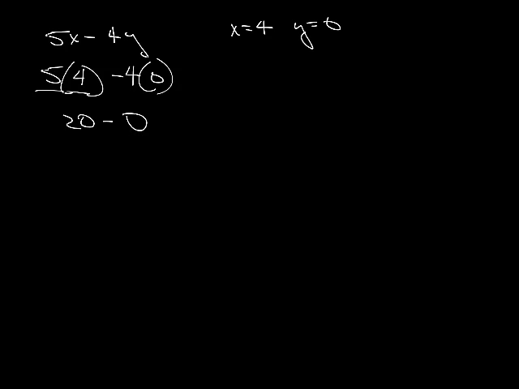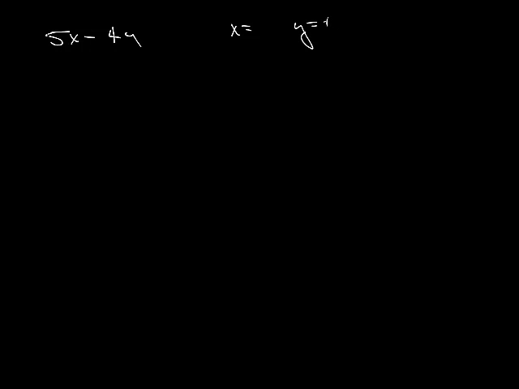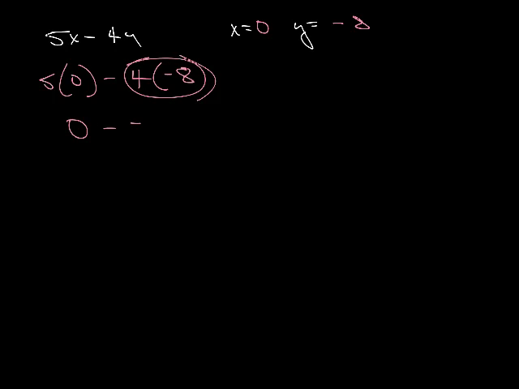What if, instead of putting in 4 and 0, the next option was we put in 0 and negative 8. So we get 5 times 0 minus 4 times negative 8. 5 times 0 is 0. Minus 4 times negative 8 is negative 32. Ooh, I have two negatives. There we go. So I get 32 for an answer.